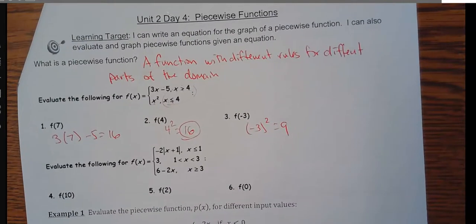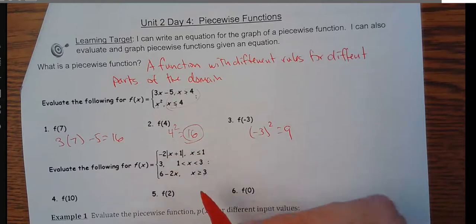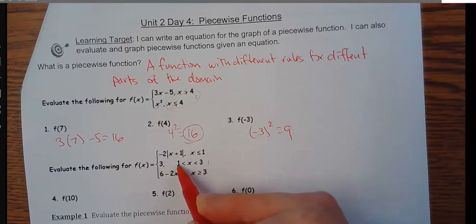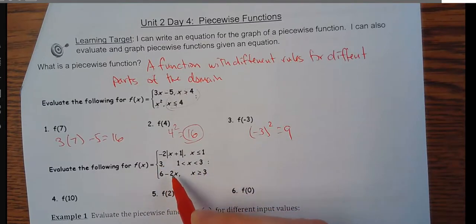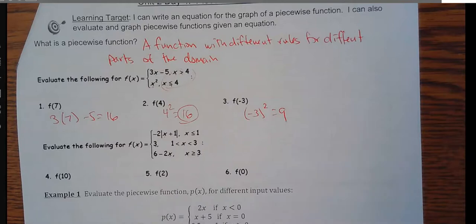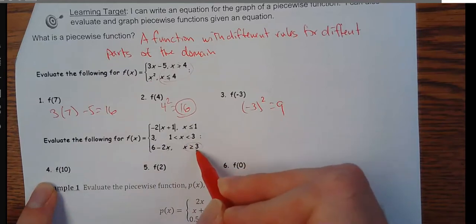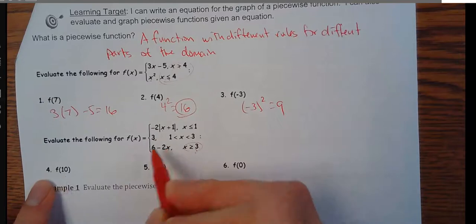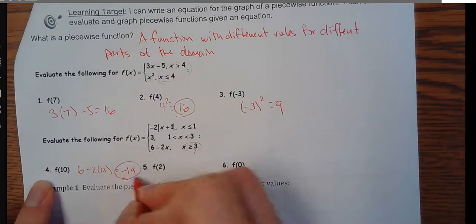Okay, so this new one here has 3 different parts to it. If x is less than 1, plug it into here. If x is between 1 and 3, then the answer is 3. And if x is greater than or equal to 3, then plug it in here. So double it and subtract it from 6. Like I said, don't overthink it too much. I think sometimes students look at this and get overwhelmed. Take that number 10, figure out which rule it follows. Well, it's greater than 3, so plug it in there. So 6 minus 2 times 10, and that'd be negative 14.